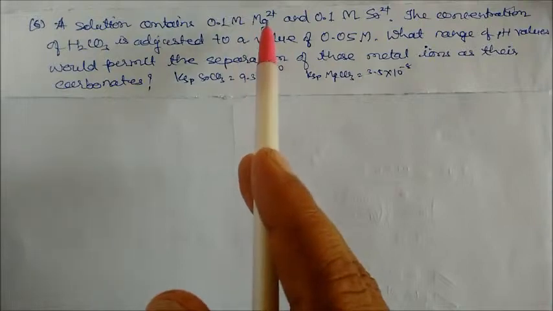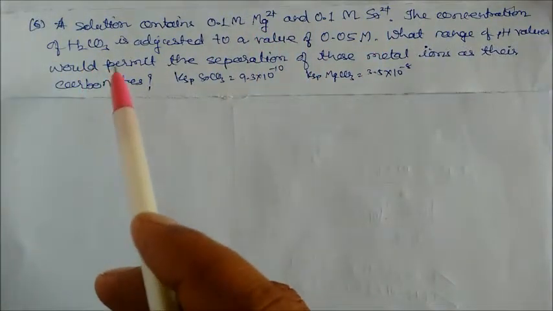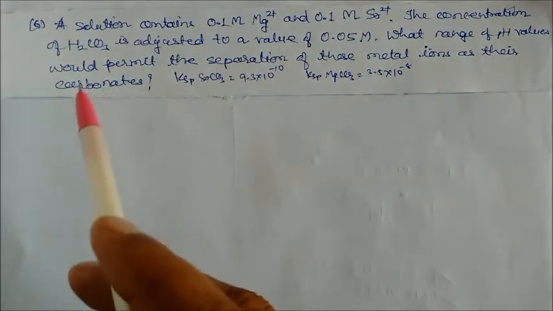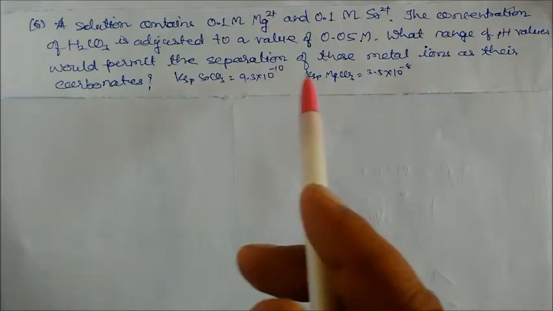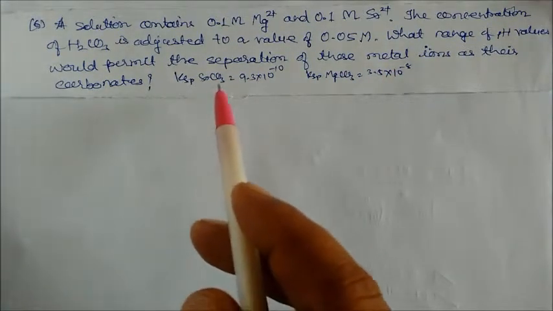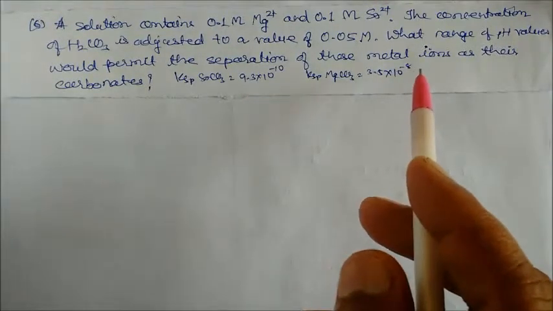0.1 molarity magnesium ions and 0.1 molarity strontium ions. The concentration of H2CO3 is adjusted to a value of 0.05 molarity. What range of pH value would permit the separation of these metal ions as their carbonates? The Ksp of strontium carbonate is given here. The Ksp of magnesium carbonate is 3.5 into 10 power minus 8.